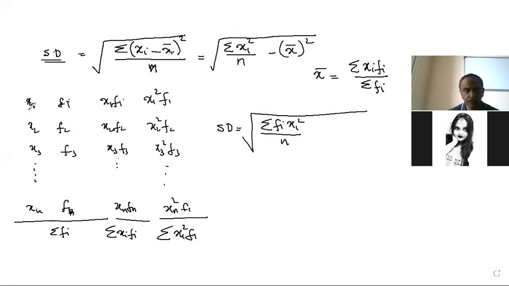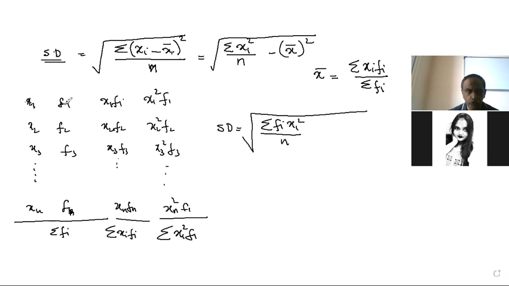First of all, we have x1, x2, x3, xn with frequencies f1, f2, f3, etc. What do you mean by that? This x1 is repeated f1 times. This x2 is repeated f2 times. x3 is repeated f3 times. xn is repeated fn times.